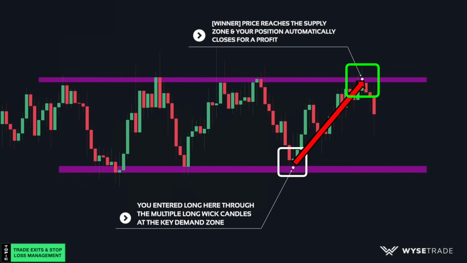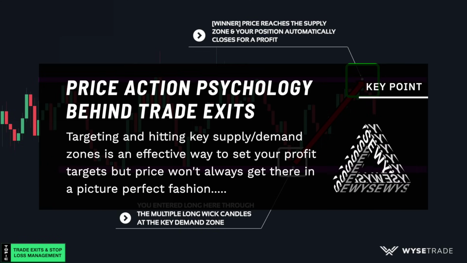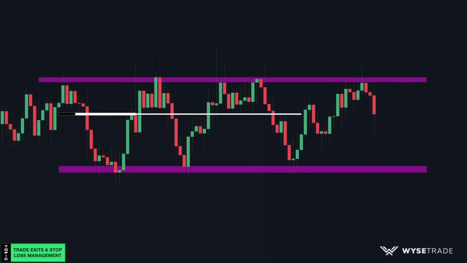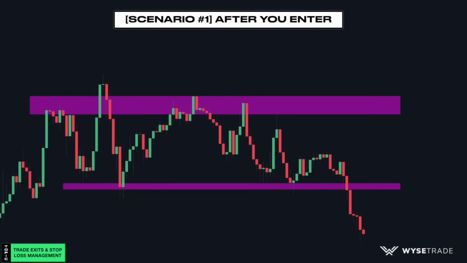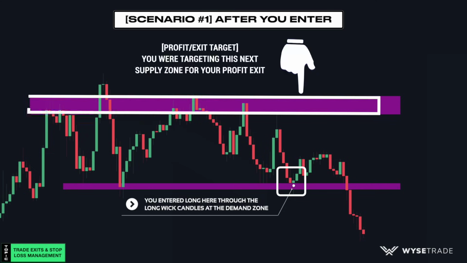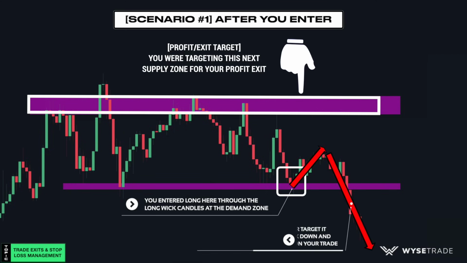Another profitable trade. But now, this is what occurs in the best case scenario, but as a trader, you should know that it doesn't always play out as picture perfect as this. Alternatively, these scenarios can occur instead after you enter. Scenario number 1. You enter on this long trade setup here and are targeting this next supply zone here. But before price gets there, it reverses all the way back down and you would end up with a loss.